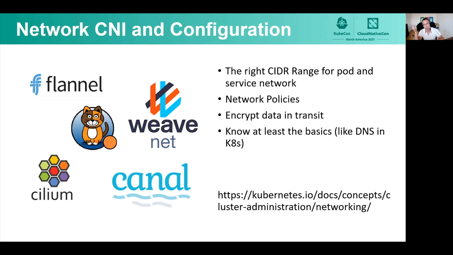Then you need to think about, do I want to encrypt data in transit without using a service mesh, for instance? Then I think Calico is able to offer this, and WeaveNet as well. And know at least the basics of how DNS is done in Kubernetes, right? And how to resolve service names within Kubernetes. I've seen workloads configured to request a service running in the same namespace, but going through the entire ingress controller to reach the service instead of just calling the service name inside of the cluster, right?